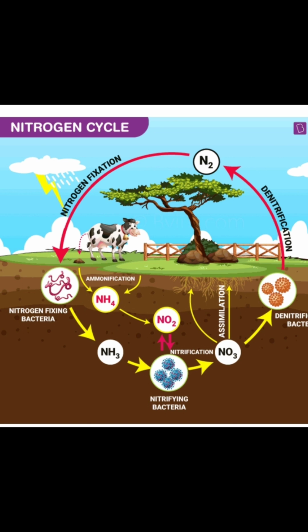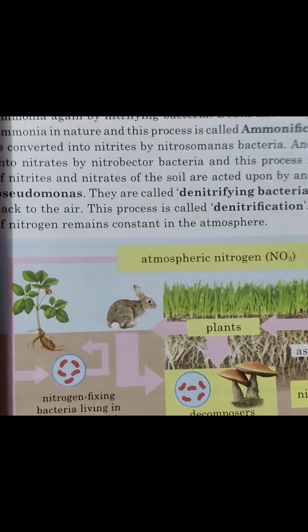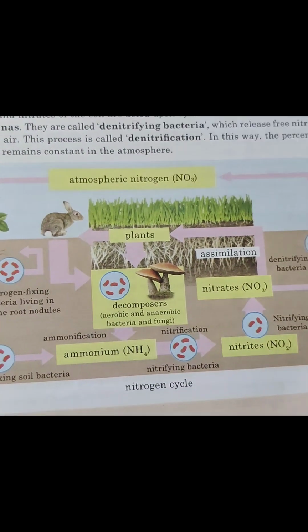Part of nitrites and nitrates of the soil are acted upon by another class of bacteria called pseudomonas. They are called denitrifying bacteria, which release free nitrogen back to the air. This process is called denitrification, and in this way the percentage of nitrogen remains constant in the atmosphere. You can look here at the diagram.